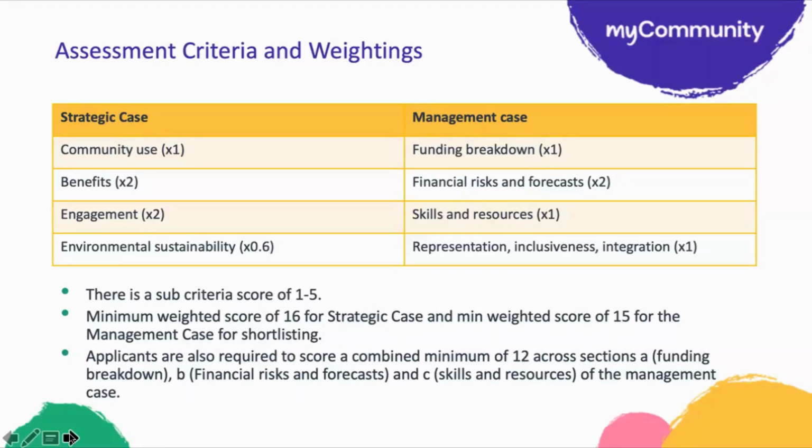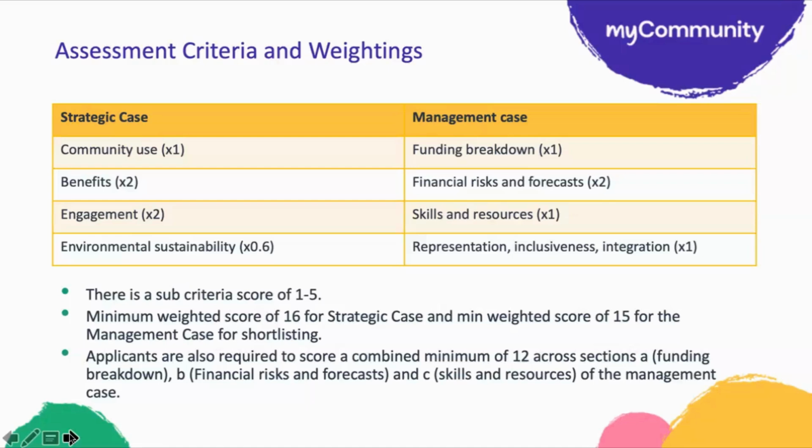So if you look at the table there, the left-hand side is about the strategic case. So I think of this as being about the why and the who. So why is this asset at risk, and why do we want to buy it or take it for the community, and who is the community that we're talking about?